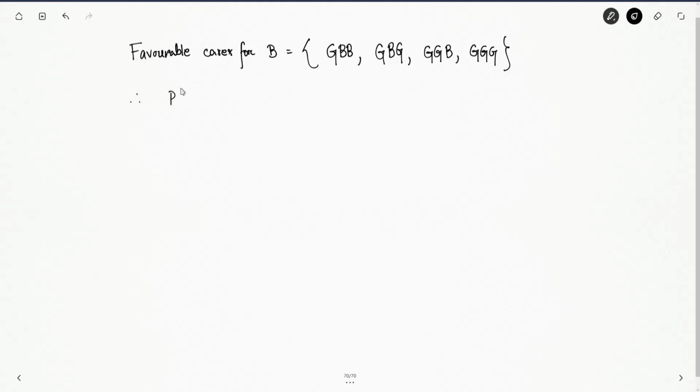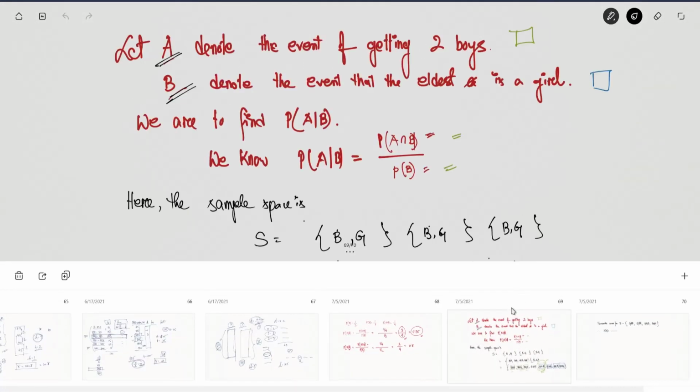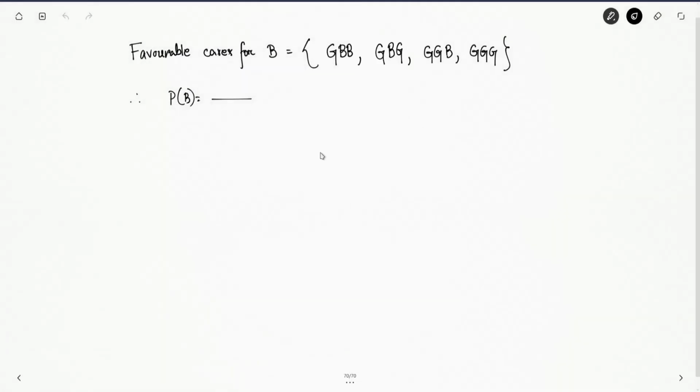Therefore probability of B will be how many? 4, right? And what is the total number of cases? The total number of cases was 1, 2, 3, 4, 5, 6, 7, 8. So we have 8 total cases, out of which 4 are favorable for B. That means 4 divided by 8, right? So probability of B is half, right?